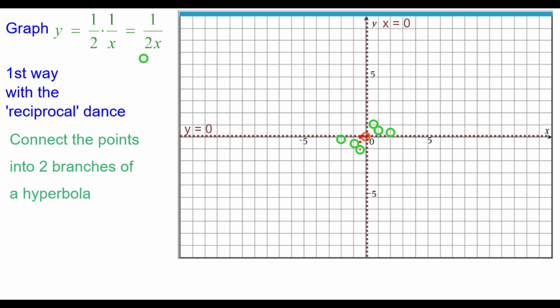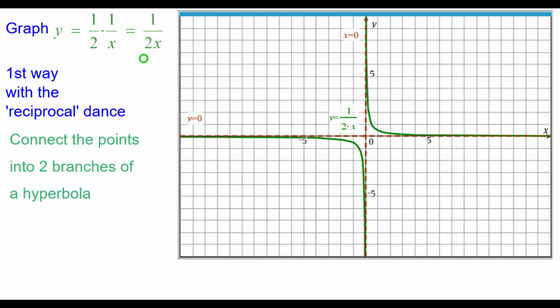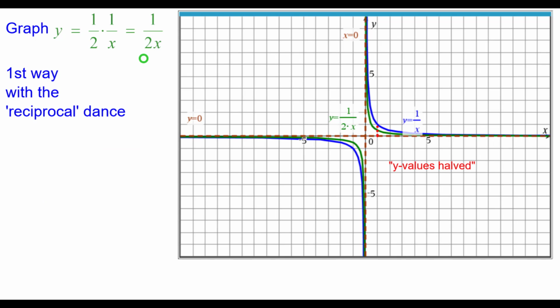Connect the points into 2 branches of a hyperbola using the asymptotes as boundary lines, and you should get a curve like this in green. Compare that to the reciprocal function in blue, and you can see from blue to green the y values are halved, not only in these 2 places but in every single point.